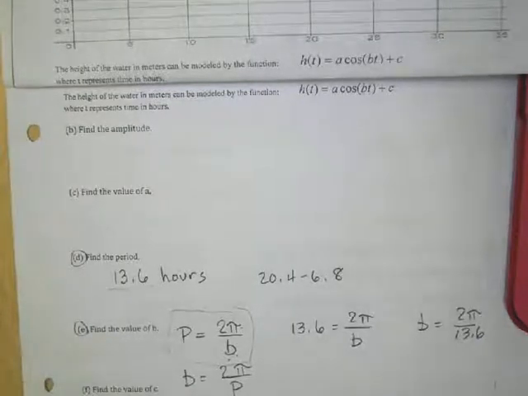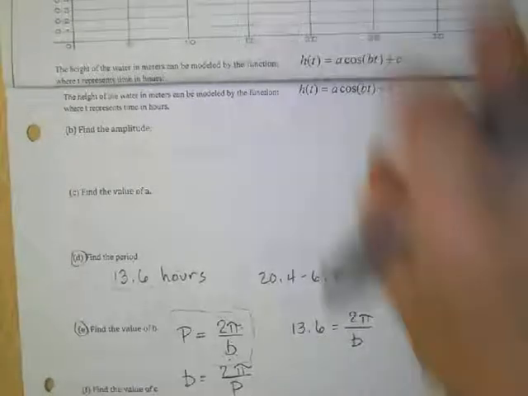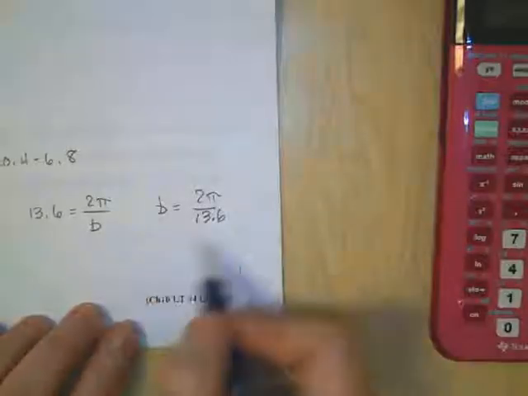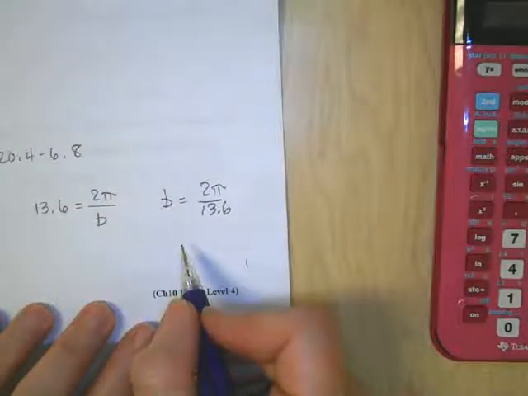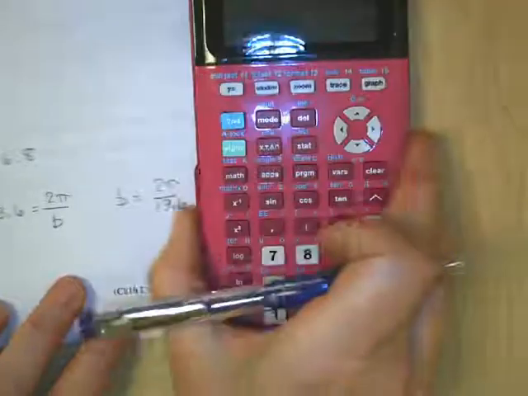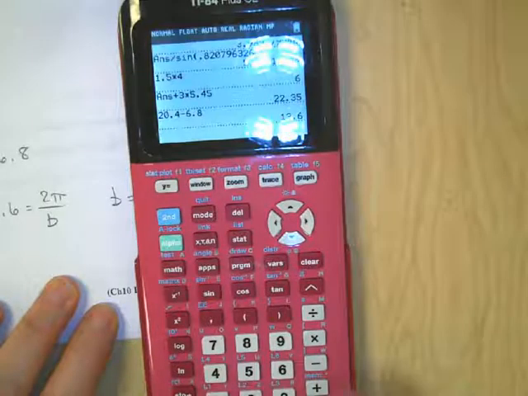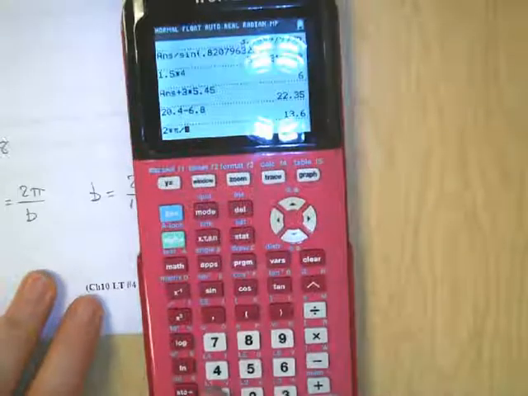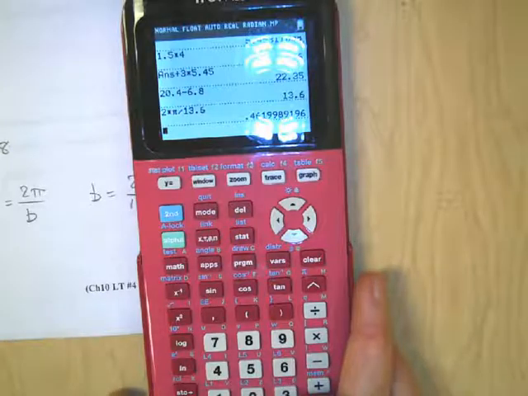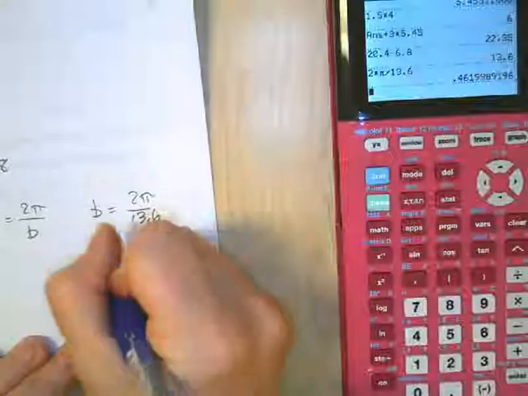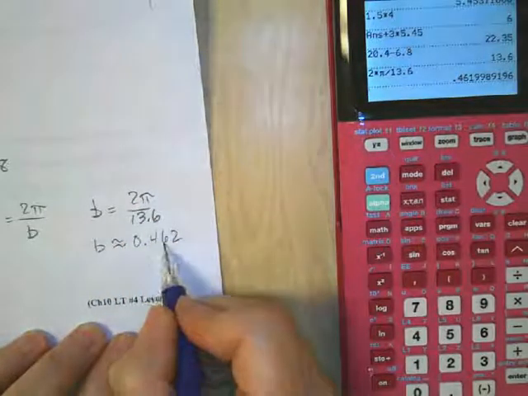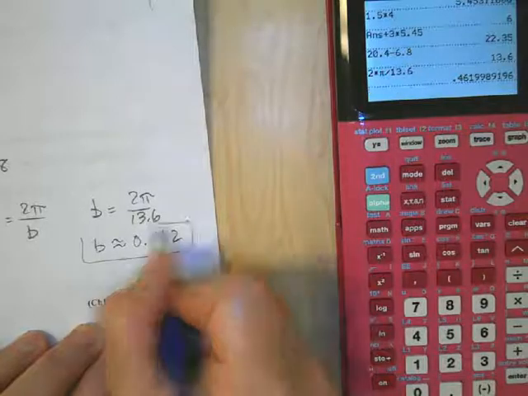And we can change that to a decimal. Let's see, what did Mr. Vasquez do? He actually left it in decimal form. So you could leave it like that, you could just say that is your b, or you could change it to a decimal. So let's go ahead and change it to a decimal. We could do 2 times pi divided by 13.6, and we get 0.462. So b is approximately equal to 0.462. Remember, 3 significant digits. That's what we always want in IB, 3 significant digits.